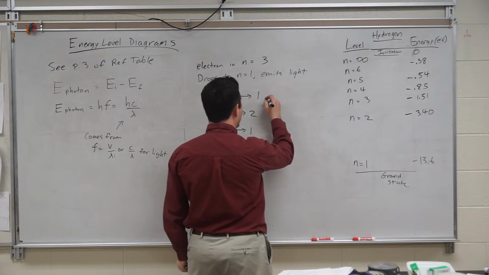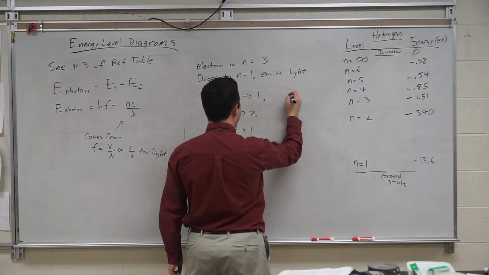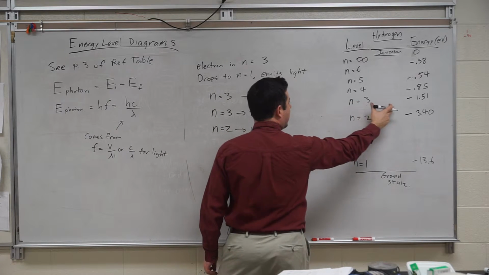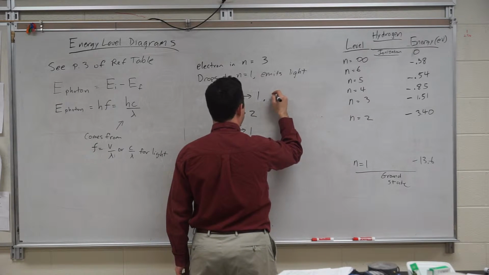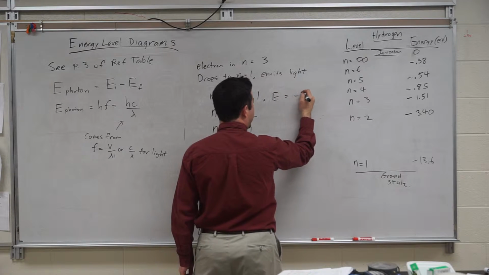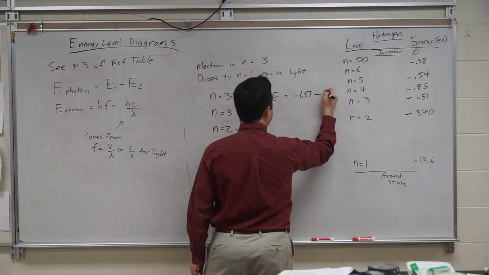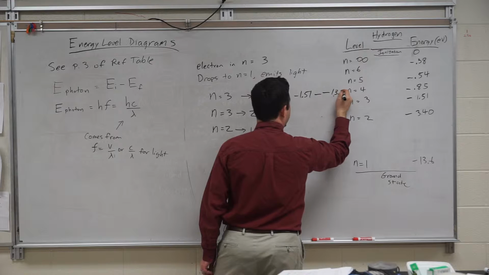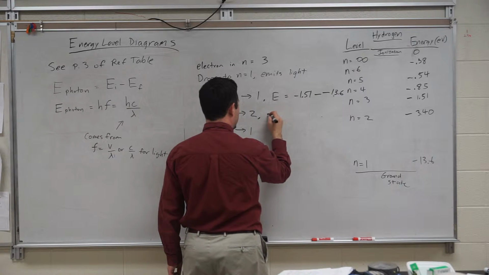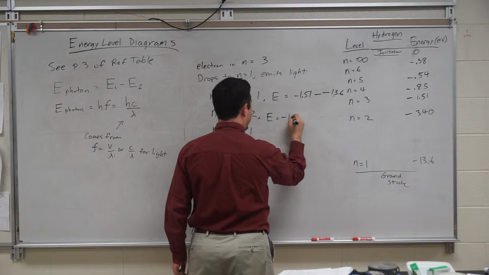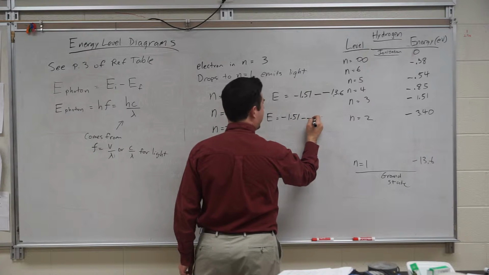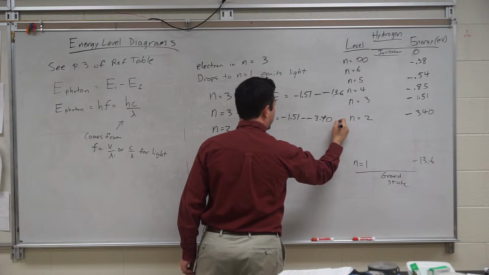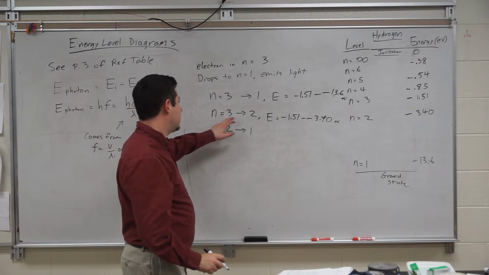So from the 3 to the 1 level, final is negative 13.6, initial is negative 1.51, so you end up getting E equals negative 1.51 minus negative 13.6. For this one, E equals negative 1.51 minus negative 3.40. These are all in electron volts, eV. That's the 3 to 2 level.